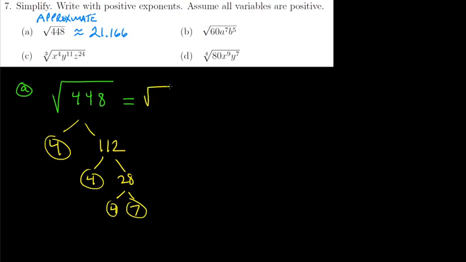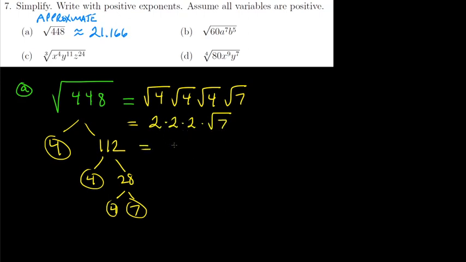So we could just do the square root of 4 times the square root of 4 times the square root of 4 times the square root of 7, and just break it apart that way. Now the square root of 4 is 2, so this is 2 times 2 times 2 times the square root of 7. And 2 times 2 times 2 is 8, so this is just 8 square root of 7.